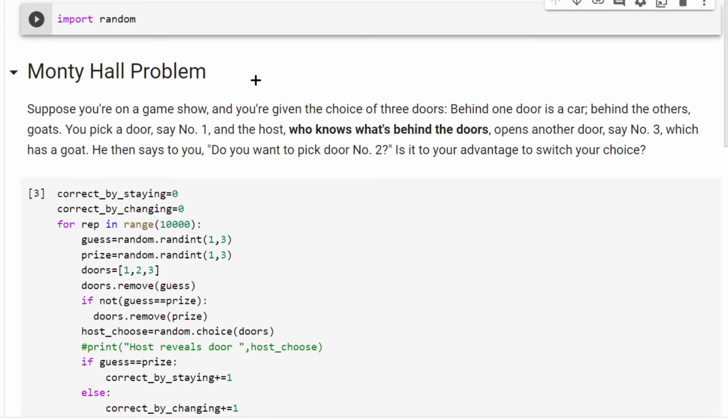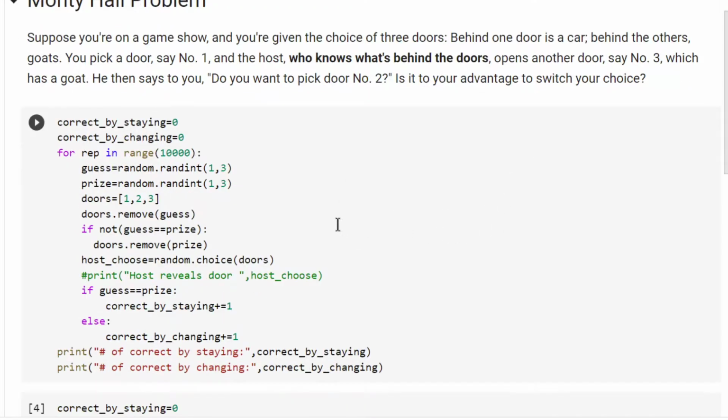Hello, I want to explain the Monty Hall problem using Python. I'm going to assume that you've heard of the Monty Hall problem before. It is so famous, so if you haven't, you should look up articles or videos on this one. Okay, so I'm going to explain my code first and then run it.